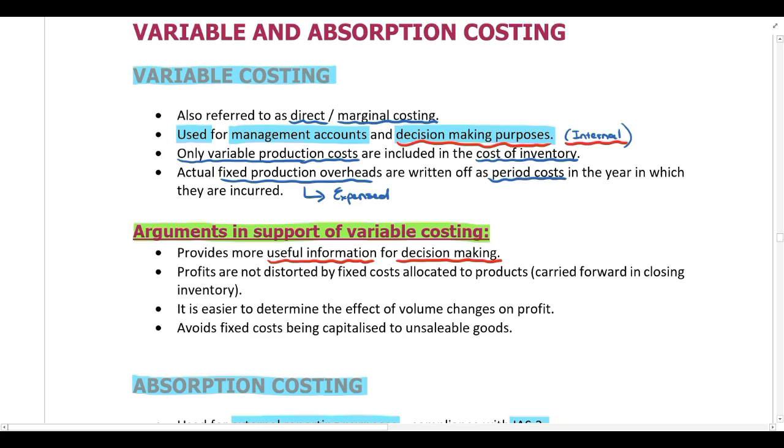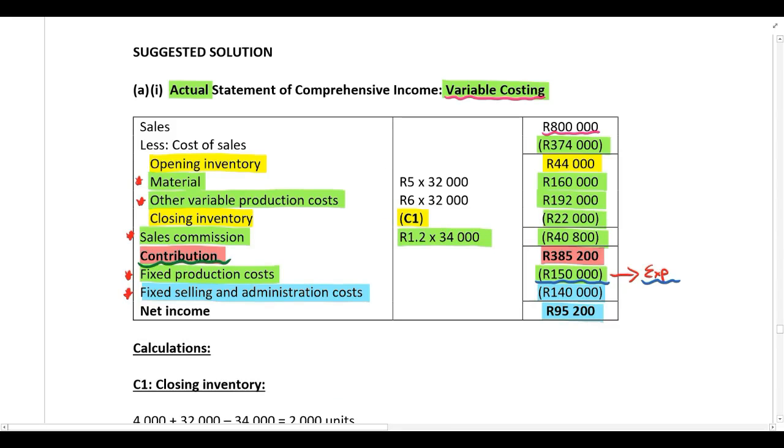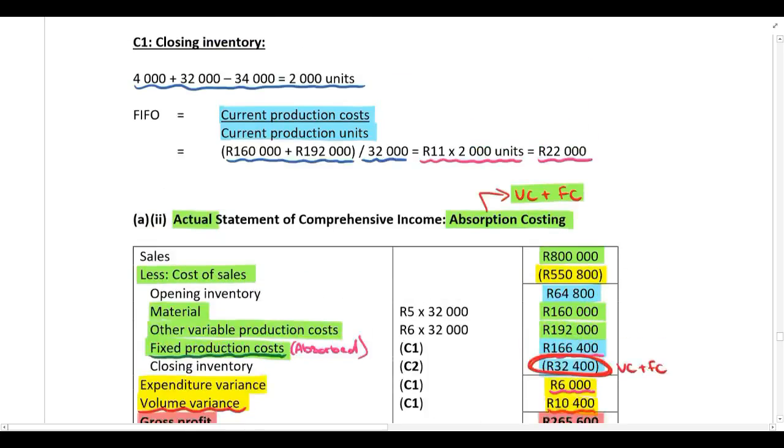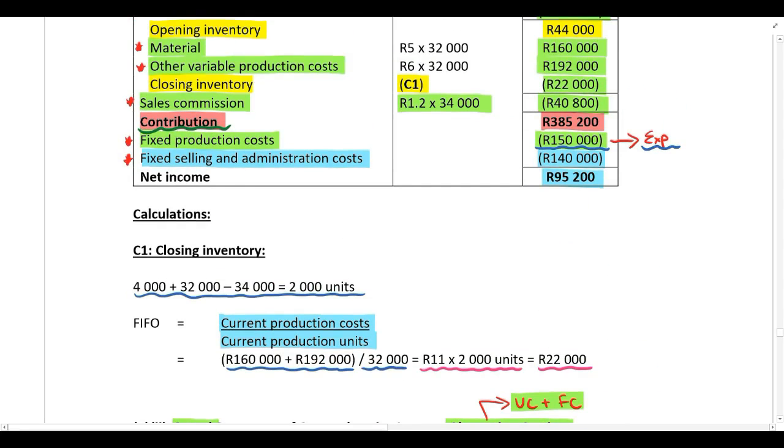Another advantage of variable costing is profits are not distorted by fixed costs being allocated to products, or in other words, fixed costs being carried forward in closing inventory. Again, go to your statement. You will remember with absorption costing, our closing inventory has a higher value because it includes both our variable and our fixed production costs. On the other hand, with variable costing, our closing inventory has a lower value because it only includes variable production costs.